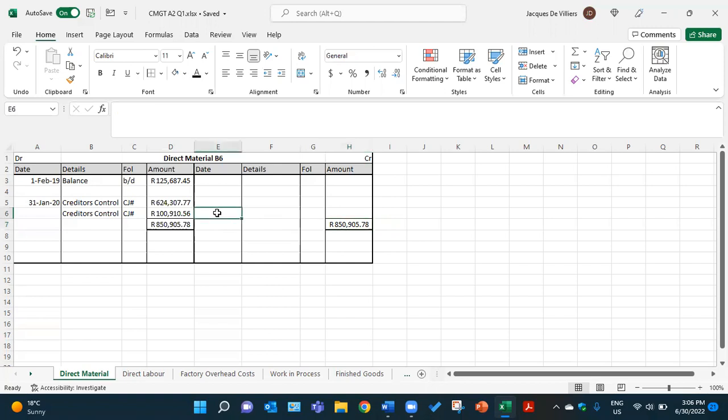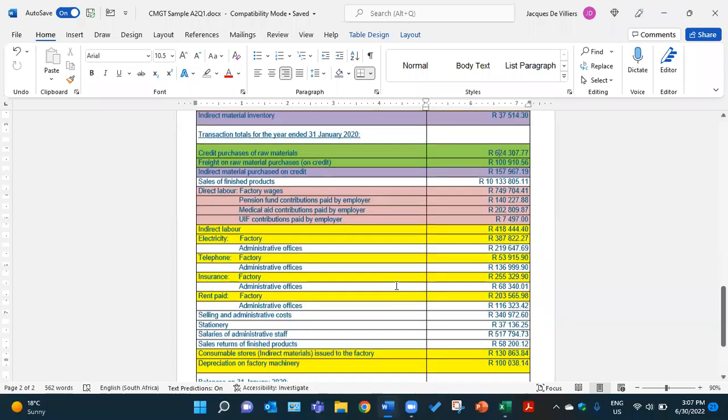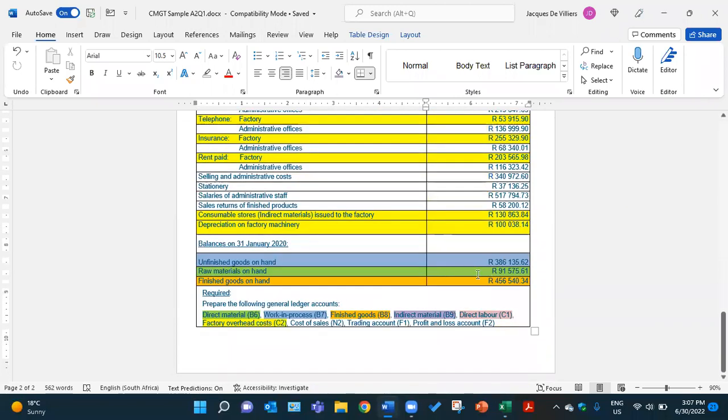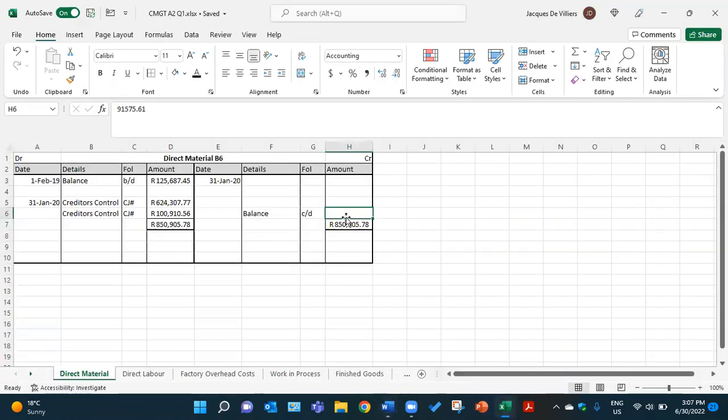Now I know, because it was given, that at the end of my financial year, there was a balance that was given for me. Okay, that balance is the one that is carried down, and it was given, I'm going to show you here at the bottom, as just over 91,575. So I go there and I record that amount.